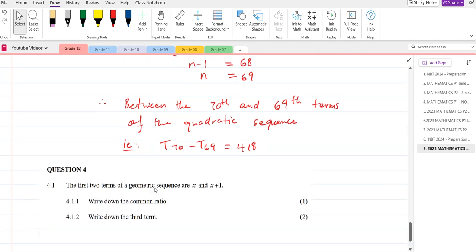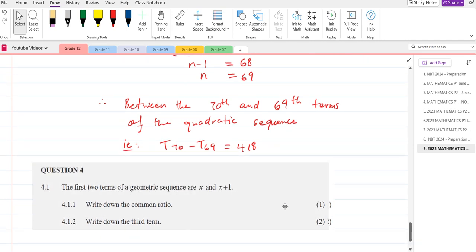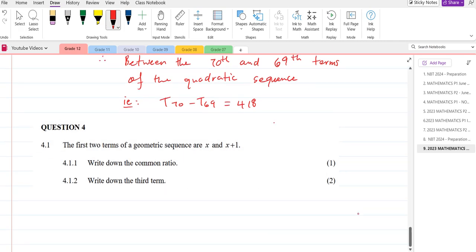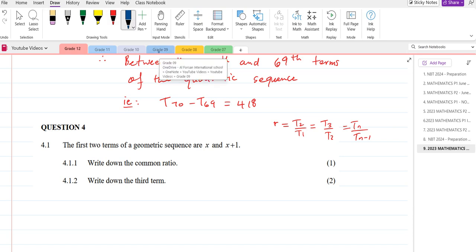Remember they're telling us that this sequence is geometric. In a geometric sequence, remember we have a common ratio, which is term 2 divided by term 1, or term 3 divided by term 2, or in general Tn divided by Tn minus 1. In other words, term 100 divided by term 99 still gives you the common ratio. Now the first two terms of a geometric sequence are x and x plus 1. Write down the common ratio. So the common ratio is x plus 1 over x.